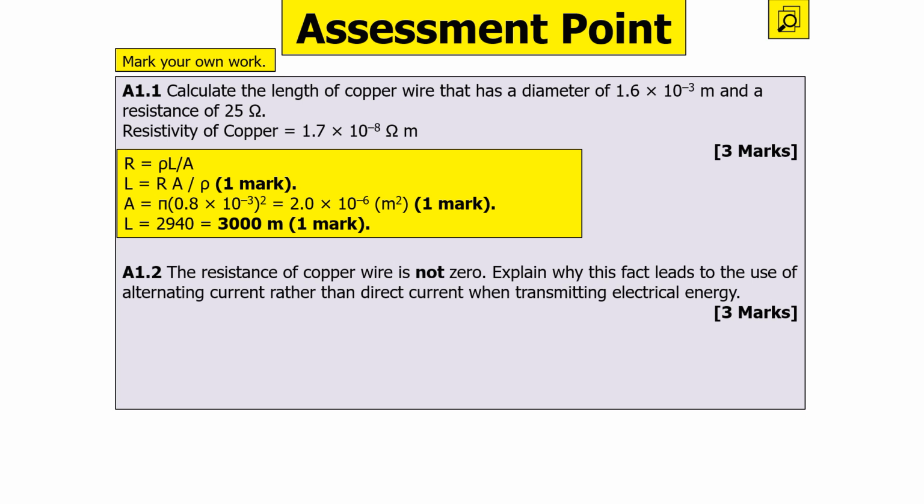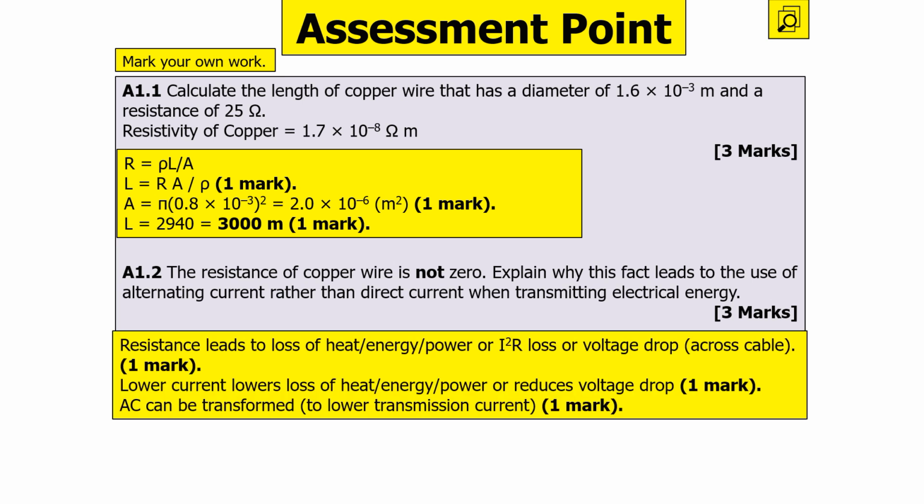Now again, the resistance will lead to energy loss, power loss, energy dissipated to the surroundings. Because the power loss is I squared R, the bigger the value of R, the bigger the power loss. So you can also say that you want to use alternating current, because that will lower the current, which will lower the loss of heat or energy or power and reduce the voltage drop. And that happens because alternating current can be transformed in a transformer, but direct cannot, because it needs a change in magnetic flux linkage, which doesn't occur if you're using a direct current.